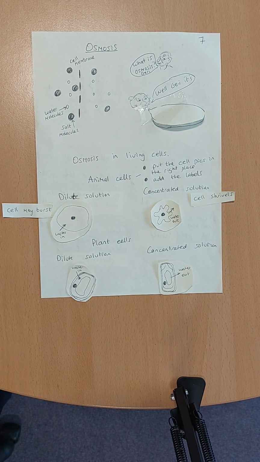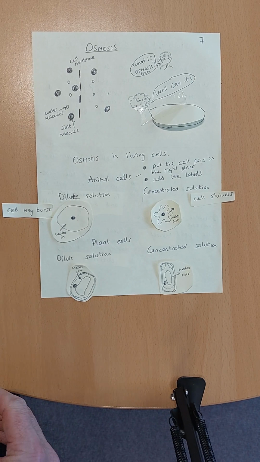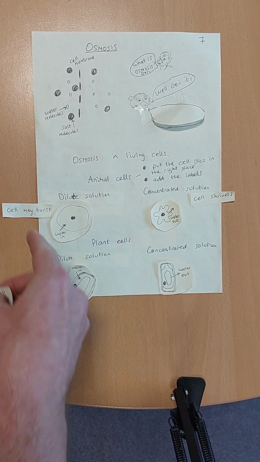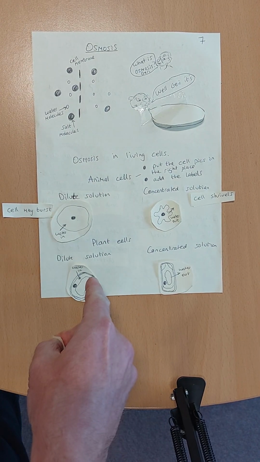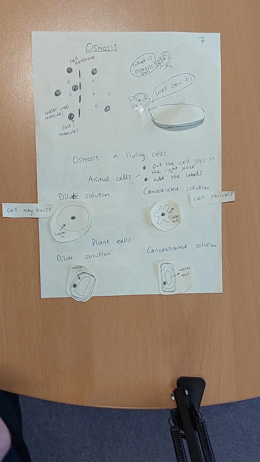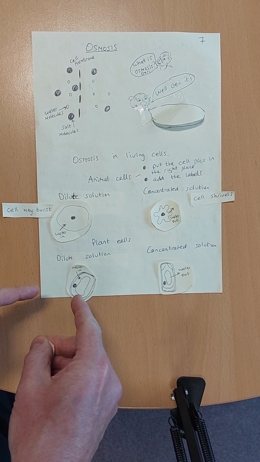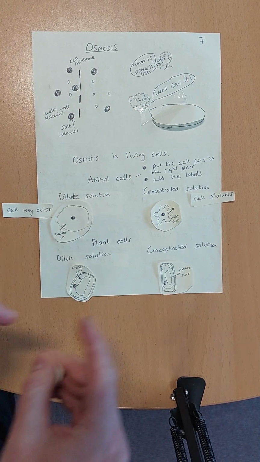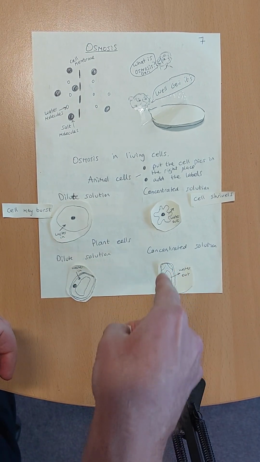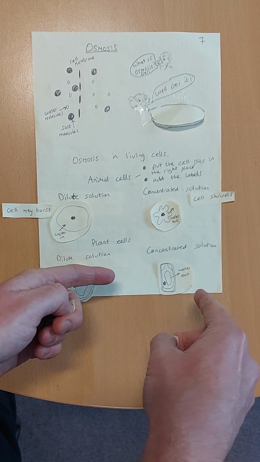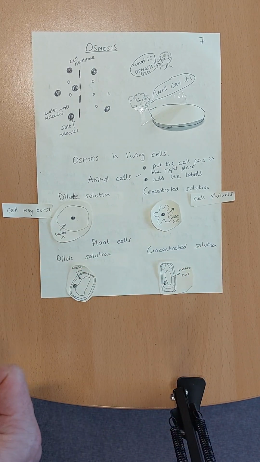Now, the plant cell has something special. It has a cell wall. So the animal cell just has a membrane. The plant cell has a membrane and a cell wall. And that stops it from bursting. Okay, so that protects it. And it also helps it keep its shape. So even though it's not shriveling up, the cell wall is helping to keep its shape.